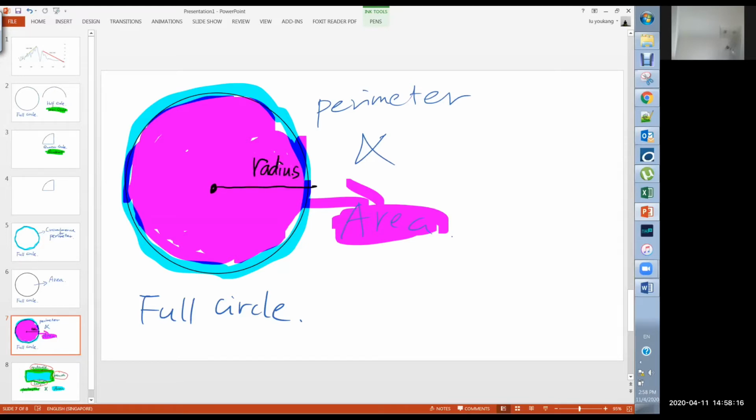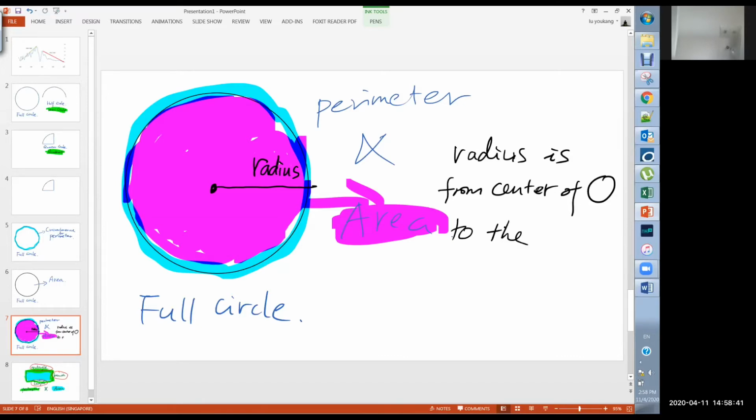Okay. So how do you know the radius? The radius is from the center of what? Of the circle to the end. What's this called? To the perimeter. Yes. To the perimeter. Okay, that's called the radius.